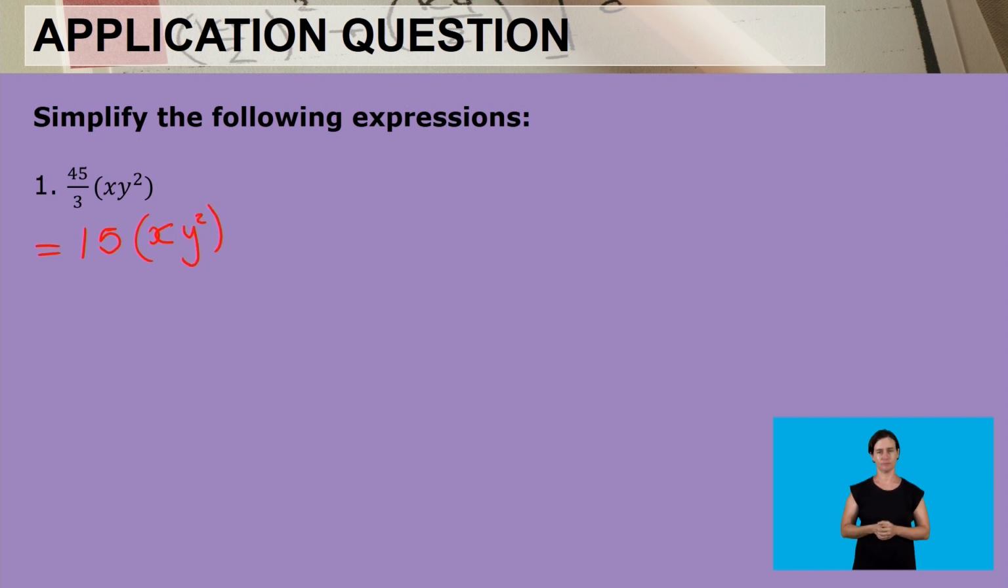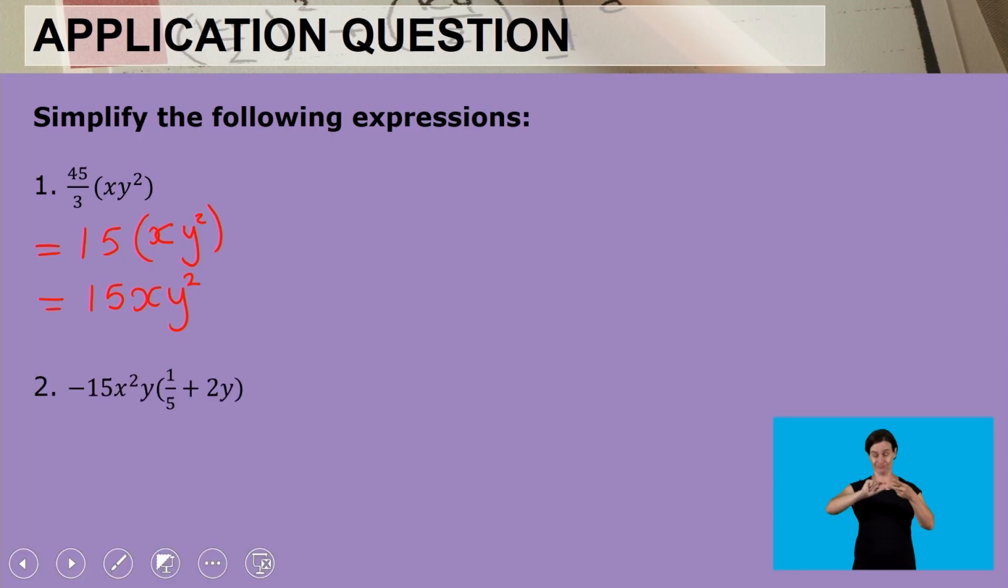Now, of course, we need to simplify this further because now that 15 is being multiplied by that xy squared. So, because we are multiplying a monomial with a monomial, it is just going to be the 15 multiplied by the xy squared, and that is going to give us an answer of 15xy squared. Let's look at the next expression. Now, the next expression is a binomial which is being multiplied by a monomial.